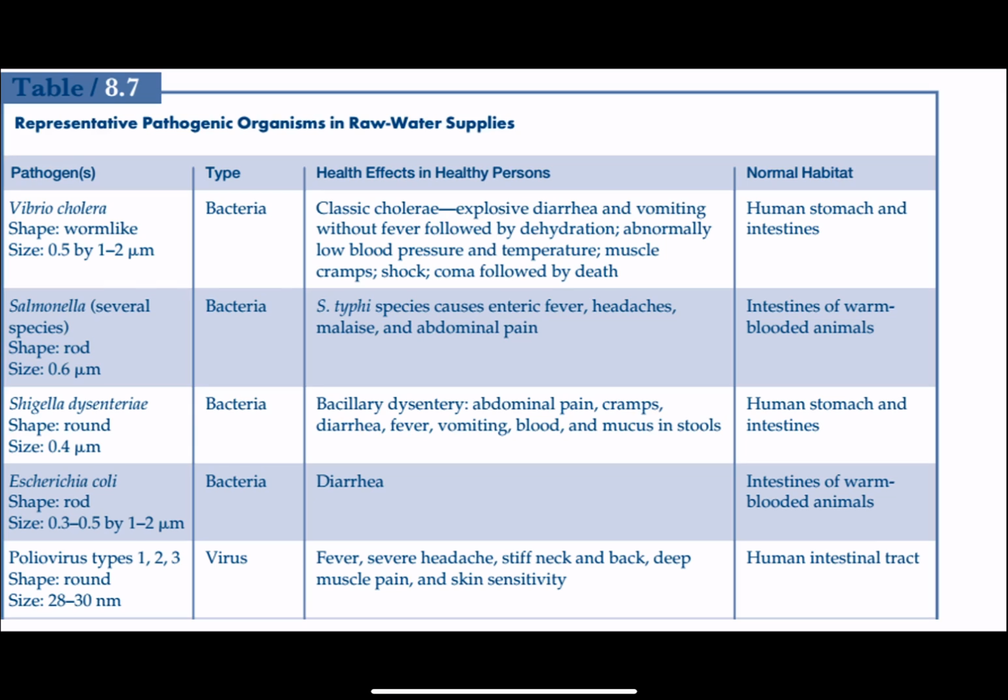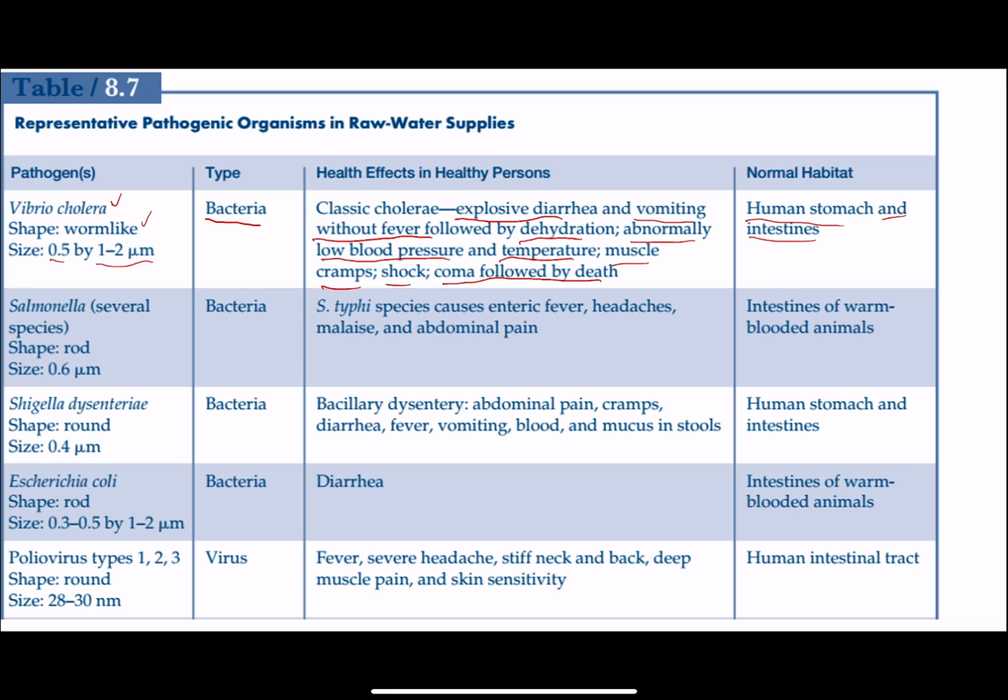This table shows representative pathogenic organisms in raw water samples. Let's say the pathogen Vibrio cholerae. The shape is worm-like, the size 0.5 by 1 to 2 micrometers. Very small. You can't even see it. This pathogen is a bacteria type. What is the health effect of this pathogen? Classic cholera, which is explosive diarrhea, vomiting without fever, followed by dehydration, abnormally low blood pressure and temperature, muscle cramps, shock, coma, followed by death. Normal habitat: it can be found in the human stomach and intestines.